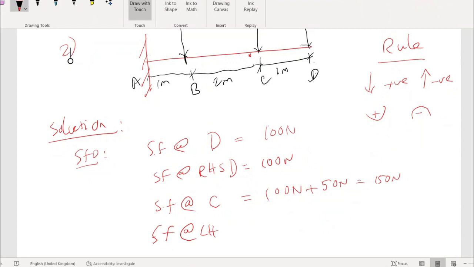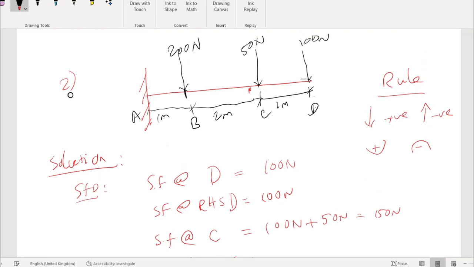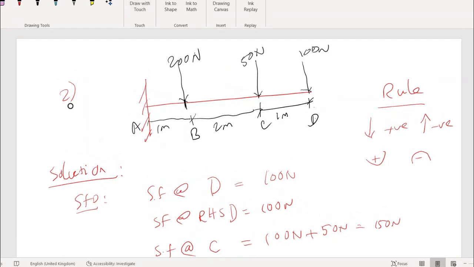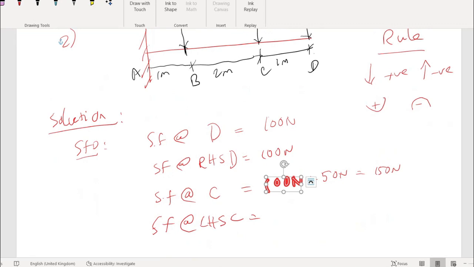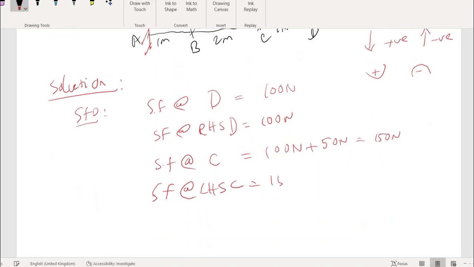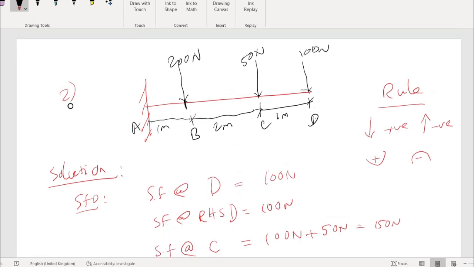For your understanding only I am doing detailing, otherwise no need, you can rush it. At left hand side where I marked red, somewhere here, how much will it be? It will still be the load in between C and B, with no loading, it's still living with 150. Correct? 150. And then moving on to B.